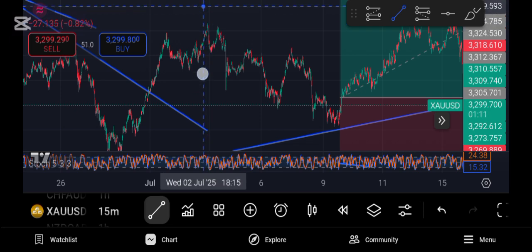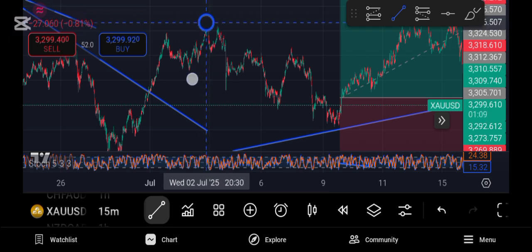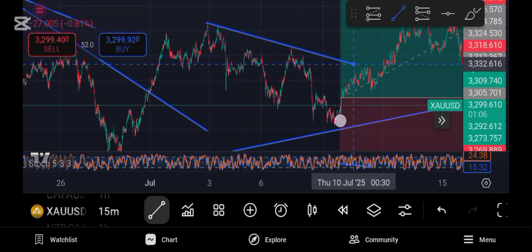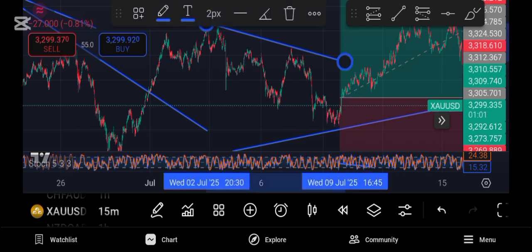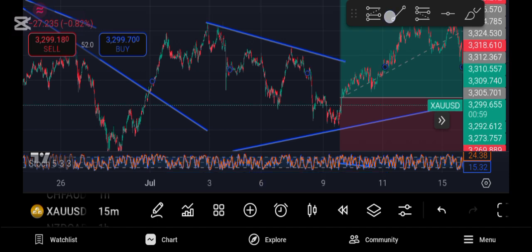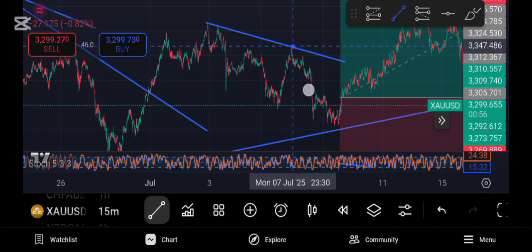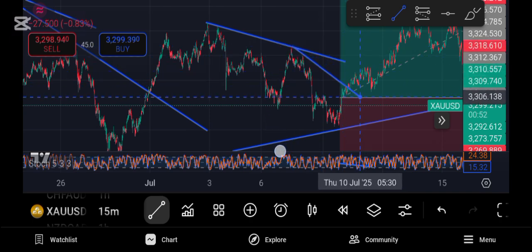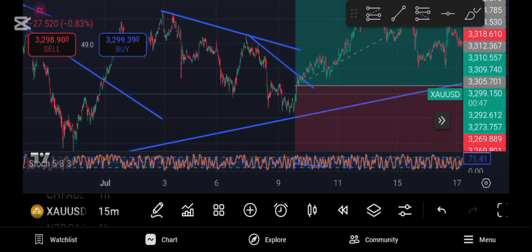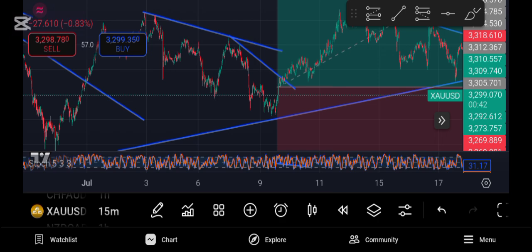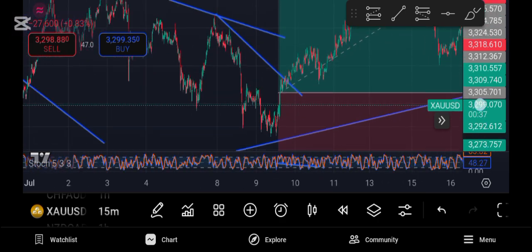Can you see that pullback? The pullback I told you about previously, after the pullback you can take entries. You see, immediately here there is a footprint. What happened next? You draw your first layer. Immediately after it broke this first layer, what happened? Even in the lower time frame, I told you, you can catch some entries. What happened next? It actually broke the trend. Immediately it broke the trend here, you spot out your what?